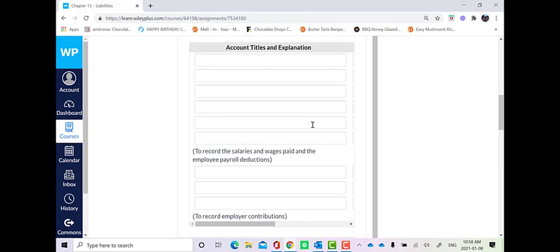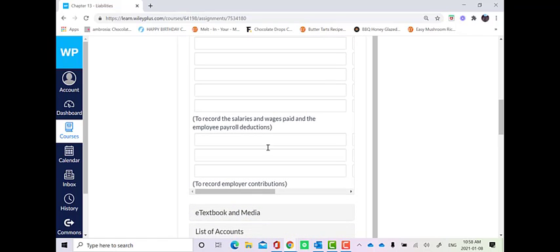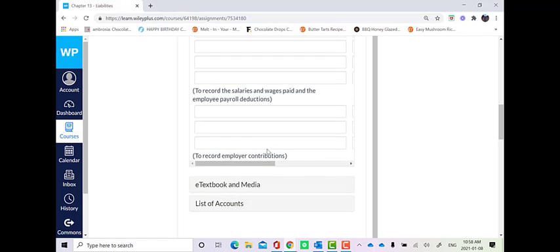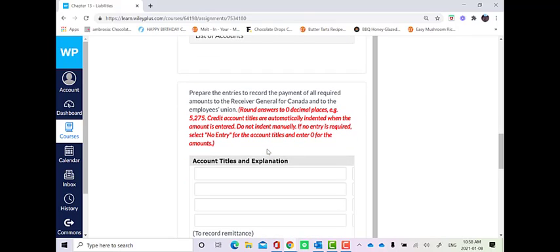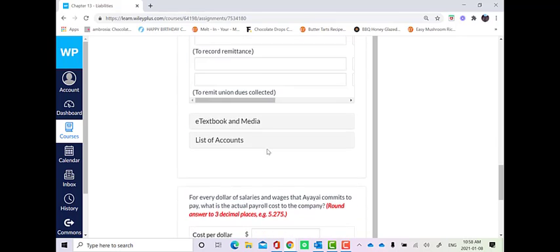Okay, and similar to the example we did in class, we'll do the employee portion first, then we'll do the employer portion, and then we'll pay it to the receiver general. So if you go back to the example we did in class, the entries should be the same, except you got the union dues added, and the math will be a little different.